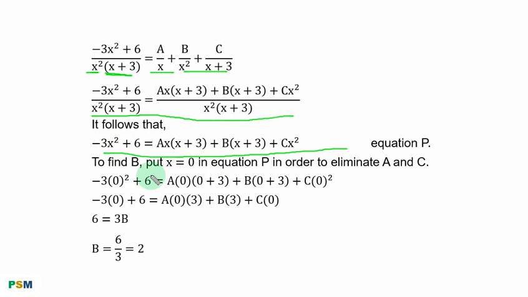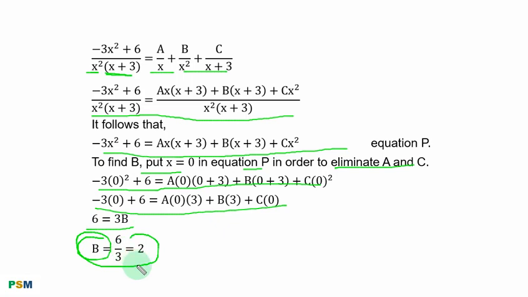To find B, put s equal to 0 in equation P in order to eliminate A and C. This is equation P. You put s equal to 0. When you simplify, you have this result, followed by 6 equal to 3B. To get B, divide both sides by 3, and B is equal to 2.